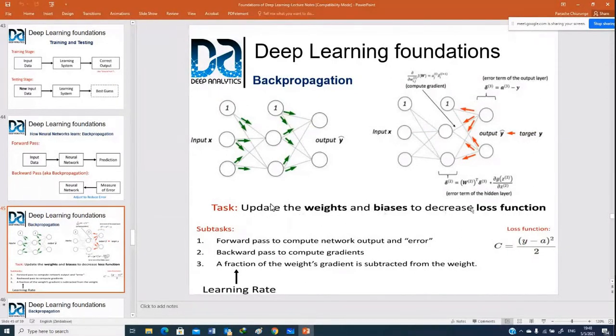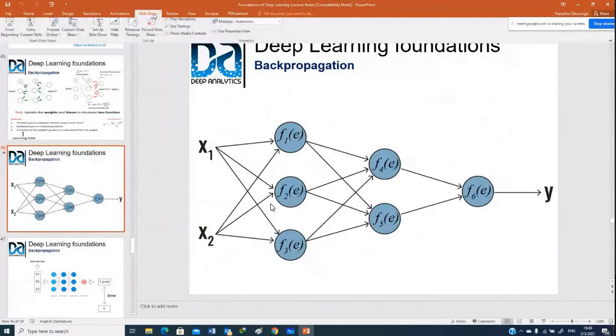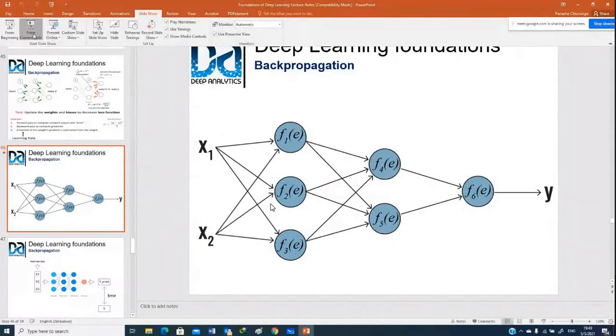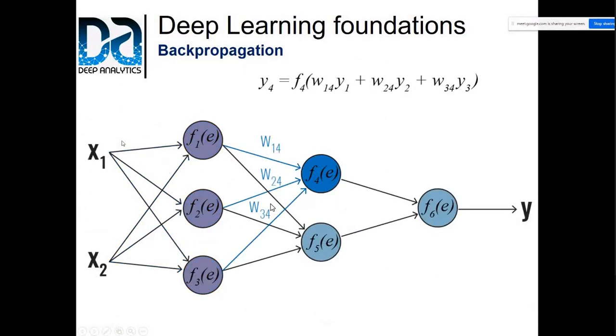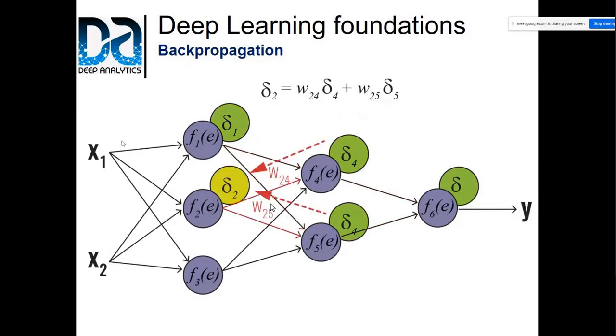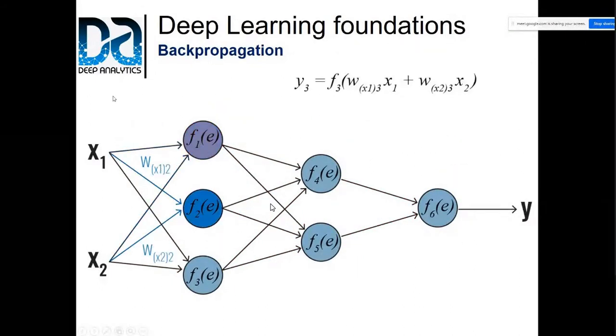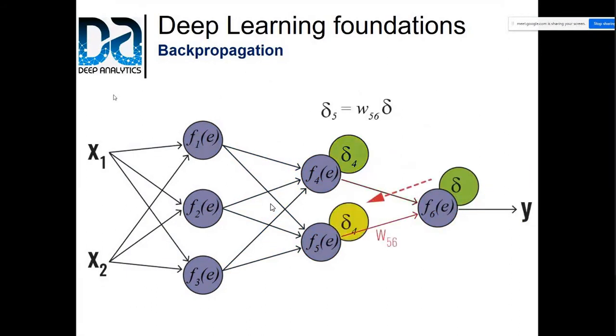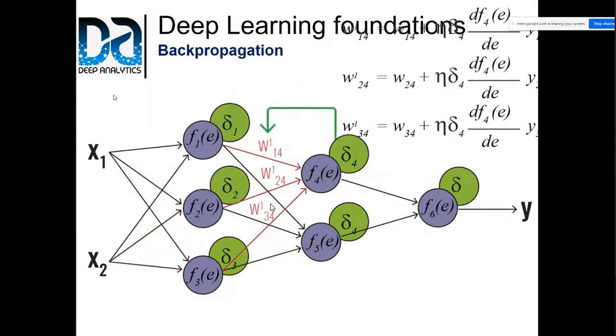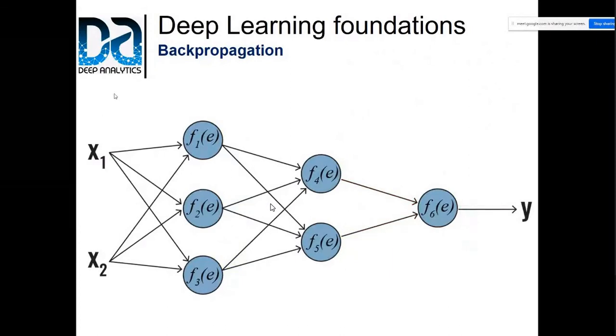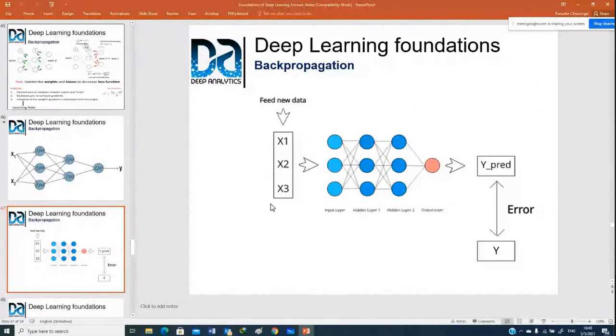So you update the weights and biases to decrease the loss function. In the forward pass, you compute the output and error. And in the back pass, you compute the gradients as you adjust the weights. So a fraction of the weight gradient is subtracted from the weights. So it happens like this. And then you feed it forward again. So you've got a forward pass, you compute the error rate, then the back pass, then readjust the weights, and then it's fed forward again. So we can look at it like this.